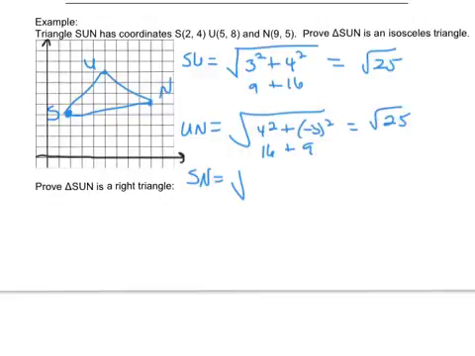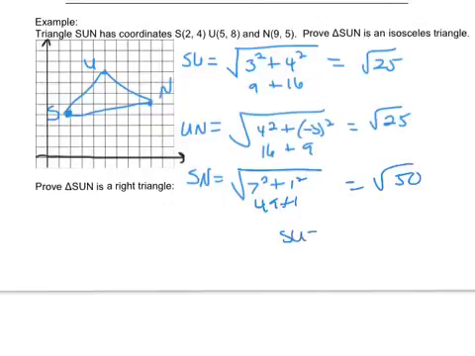So SN is going to be 9 minus 2. That is going to be 7 squared plus 5 minus 4. That's 1 squared. So this is 49 plus 1. That's radical 50. So here's what you would say. SU is equal to UN. Therefore, triangle SUN is isosceles.